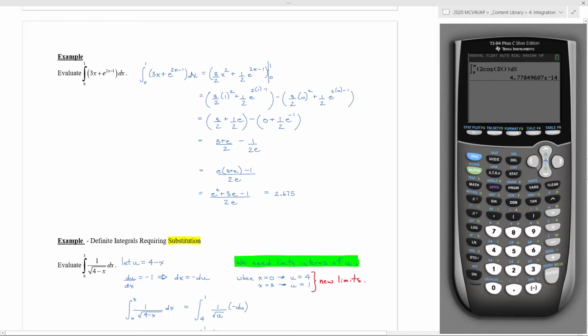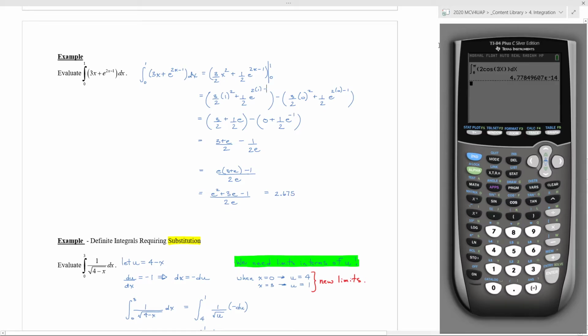Okay, so the antiderivative of 3x is 3x squared over 2, or 3 over 2 x squared. The antiderivative of e to the 2x minus 1 is e to the 2x minus 1 divided by 2, or multiplied by a half. Take that, sub in 1, which is the first large bracket there. Take 0 and sub it into that antiderivative and subtract the two values.